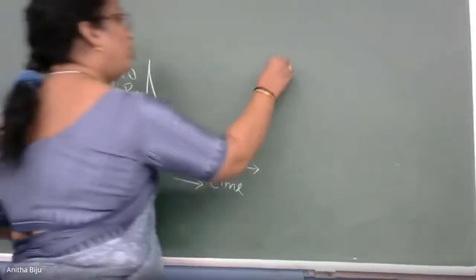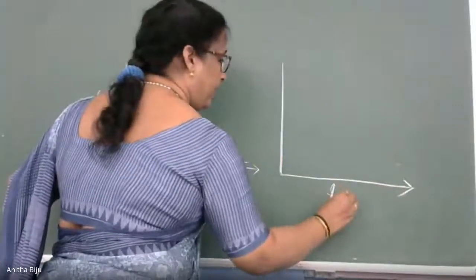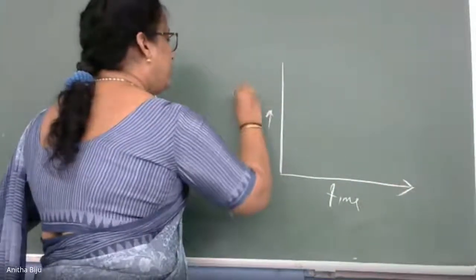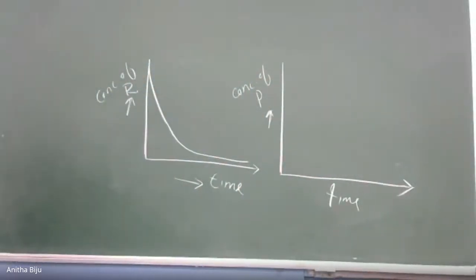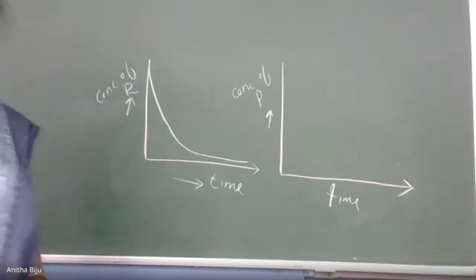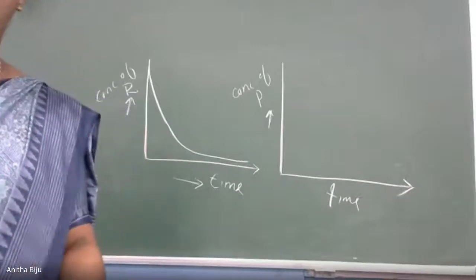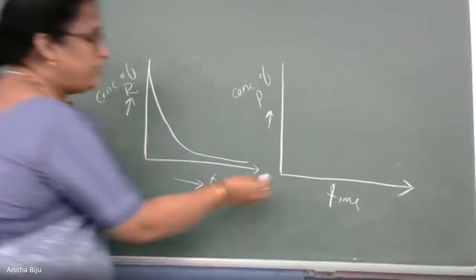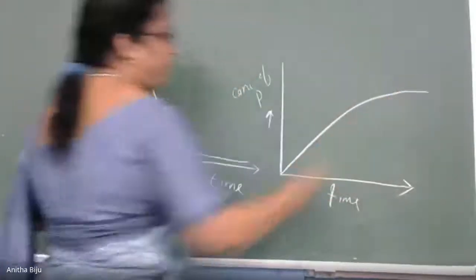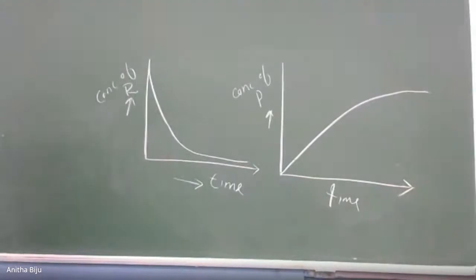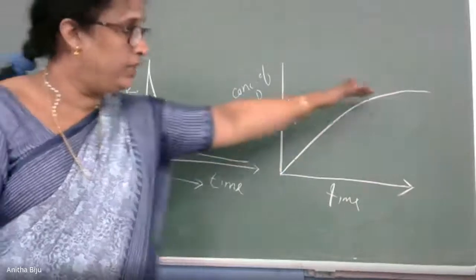Similarly, we can draw a graph related to product. Time is common in both cases. Concentration of product. Here at the very beginning, the concentration of product is zero. At the very beginning, no product is there in the reaction medium, so you can start from the origin. This is the way the concentration of the product goes on. At the very beginning it is zero, then as time proceeds, it increases.